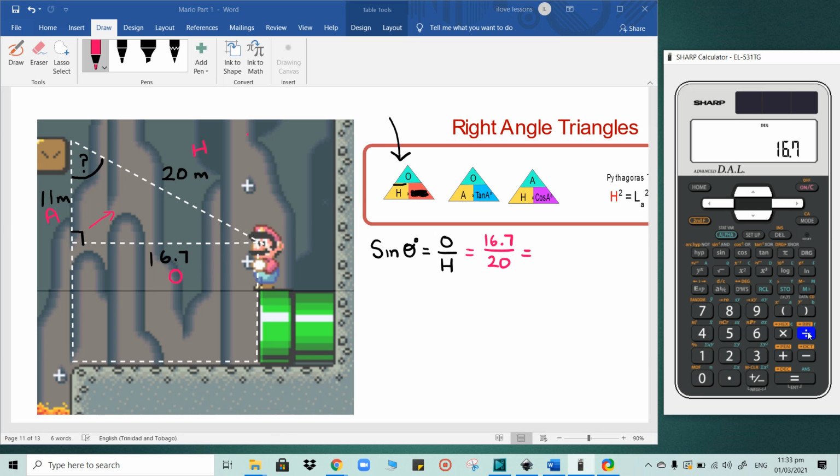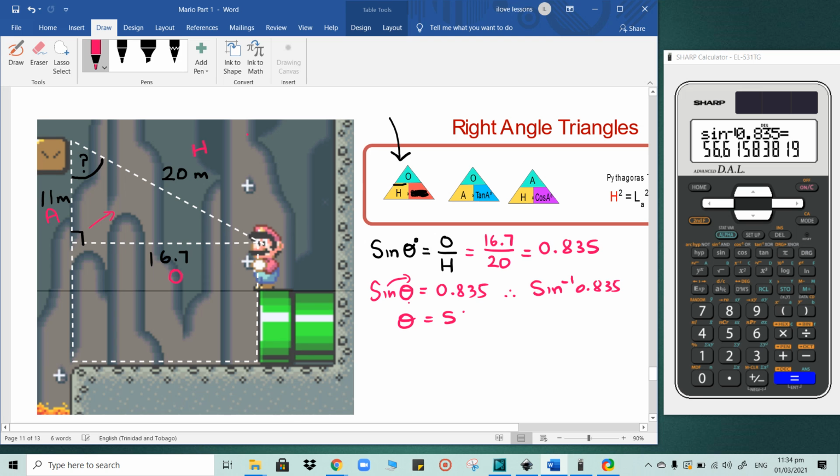16.7 divided by 20. I'm just going to use all the decimals, 0.835. So that means sine theta is equal to 0.835. To find the angle, we throw across sine to get what? Sine inverse of 0.835. Let's sine inverse this. Second function, sine 0.835. And the angle we get is 56.61 degrees. Let's call it that.